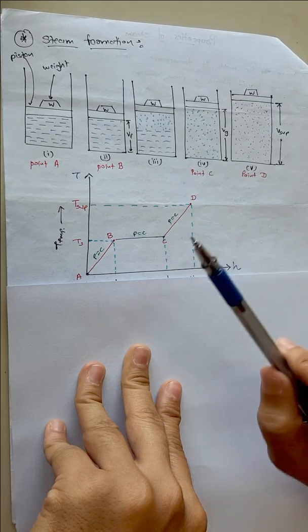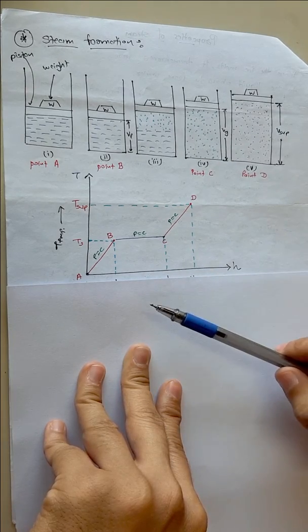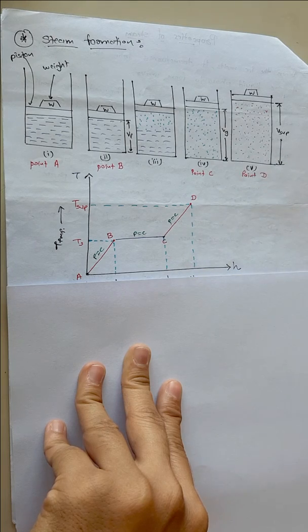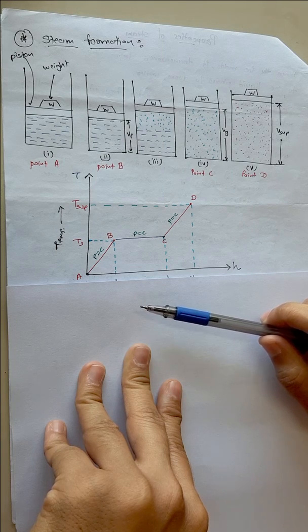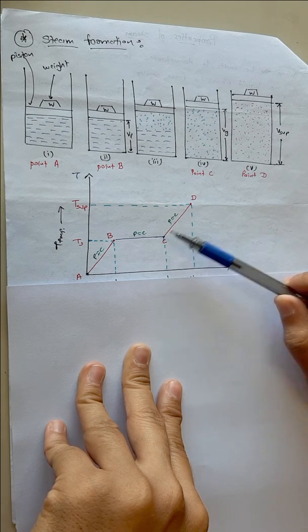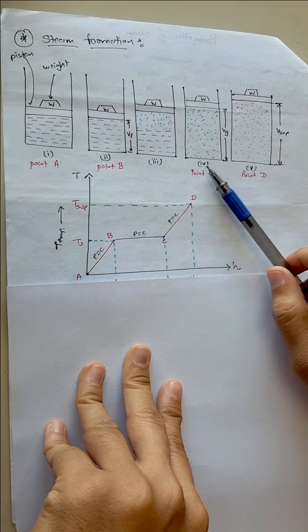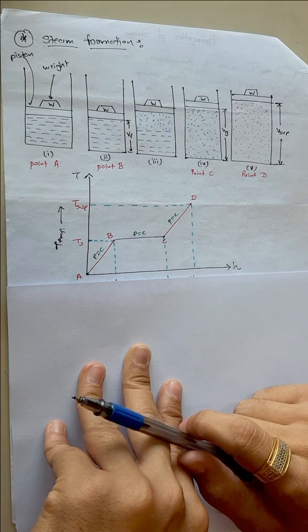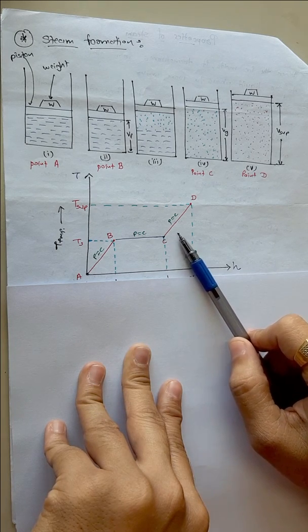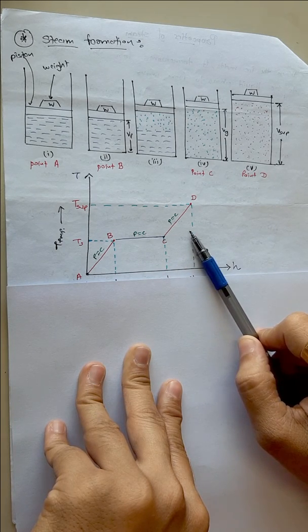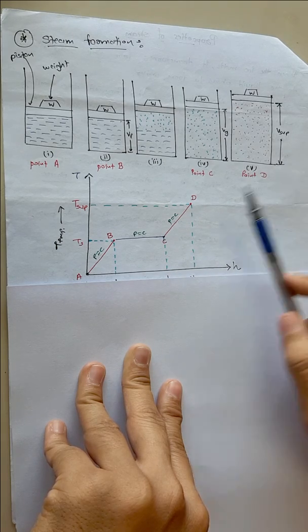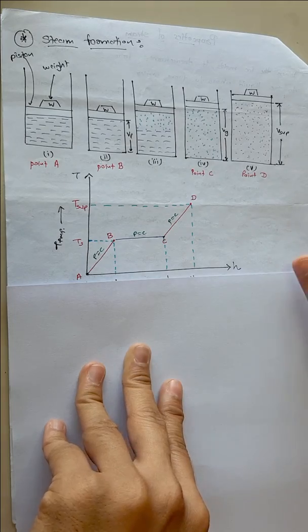Now from point C, if we continue adding heat, there is no wet particle left to take up the heat, so there will be an increase in temperature of the system. As we continue adding heat, we are continuing adding energy to it, so energy will also increase. At point D we have superheated steam, that is, the temperature is T superheated.